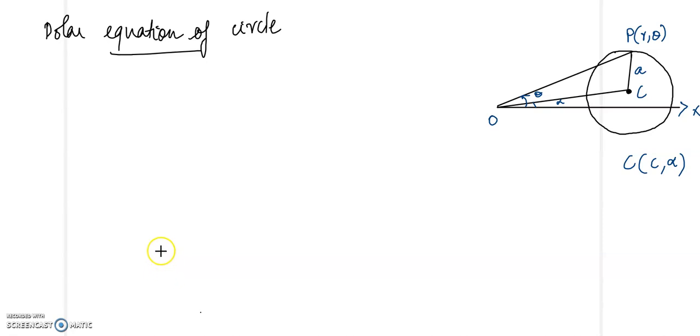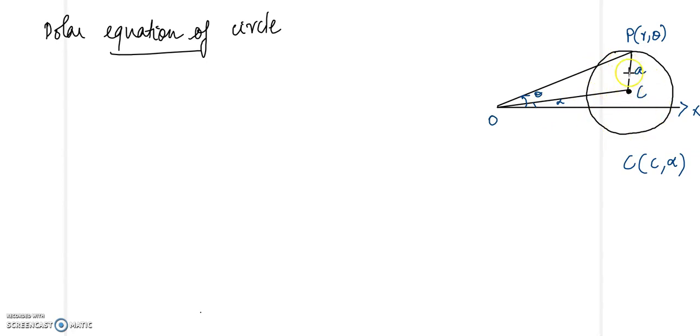Hello, so in today's class, we will look at the polar equation of a circle. Now, I have taken this figure here. So here you have the fixed point, which is our pole, and the fixed line, which is the initial line in the complex plane. And you have a circle, which is centered at the point C, and the coordinates of C are c and alpha. c will be the distance from O to this point, and alpha will be the angle of inclination.